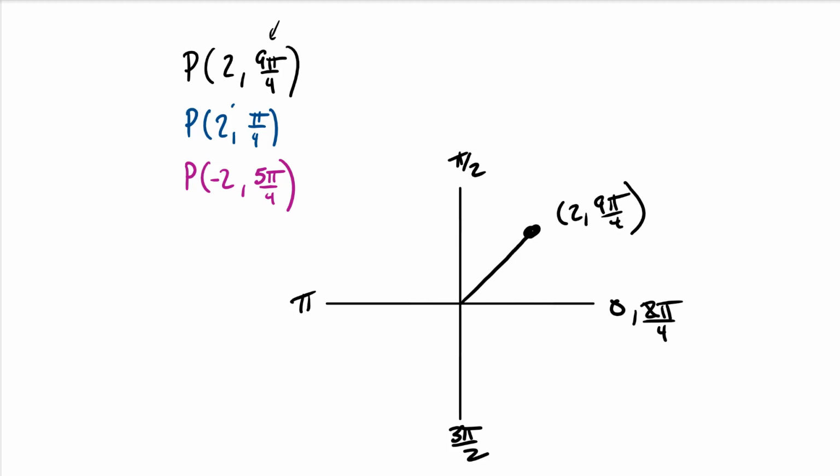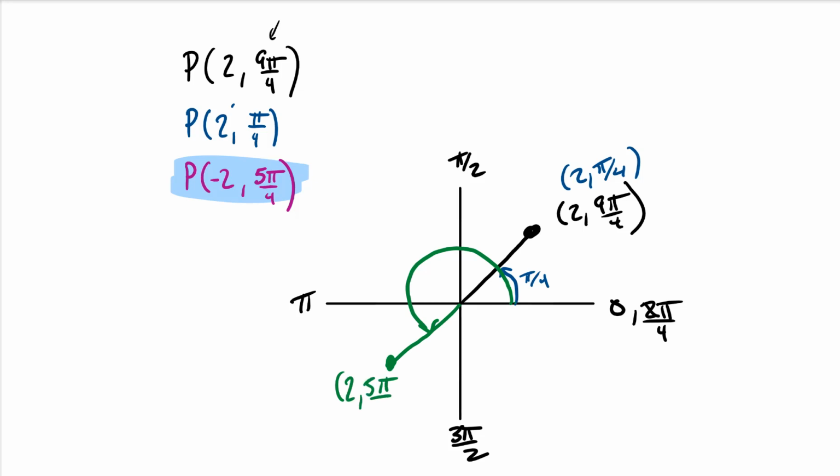Now let's do 2 comma pi over 4. Oh, they're the same point. Shoot, I'm sorry, I guess I gave you the same point. Oh well. Okay, let's deal with our last one, -2 comma 5 pi over 4. So let's get the 5 pi over 4. Go around to here, and there it is, +2 comma 5 pi over 4.